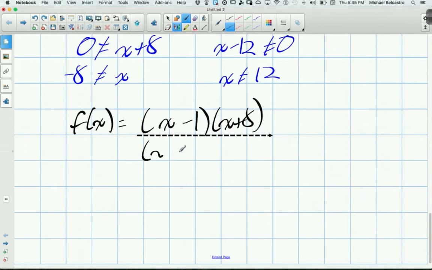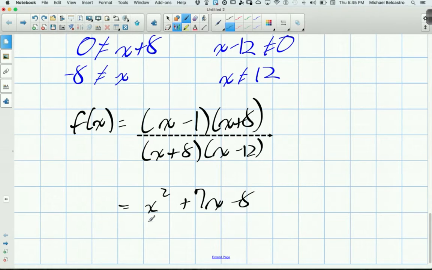(x + 8)(x - 12). Okay. So x times x gives us x squared. x times positive 8 is plus 8x, so that becomes 7x. I'm doing the math all together in just one step here. And this becomes x squared, negative 4x, and negative 96.